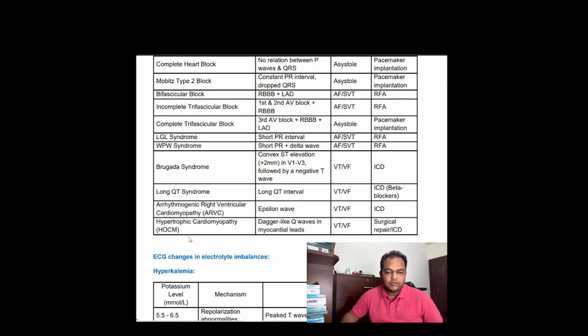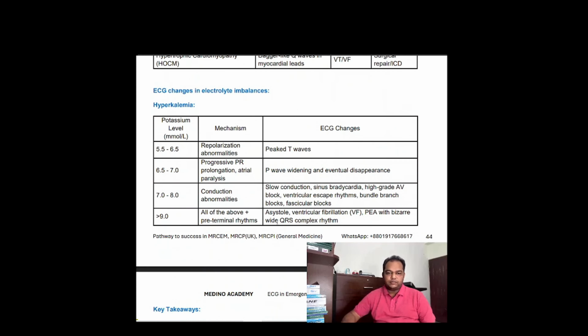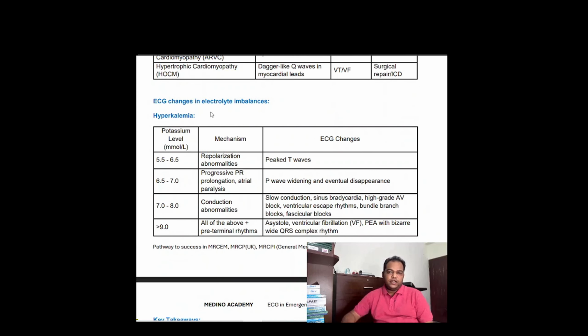And in case of HOCM, hypertrophic obstructive cardiomyopathy, we can find dagger shaped Q waves in myocardial leads, deep and narrow Q waves, which are called dagger shaped Q waves. Now, ECG findings in case of electrolyte imbalances.